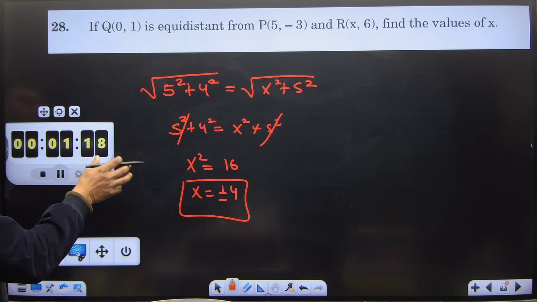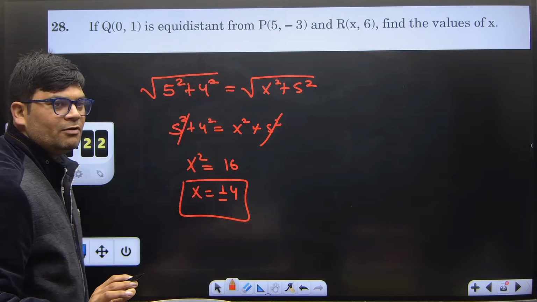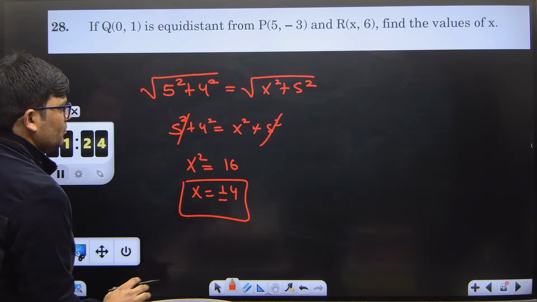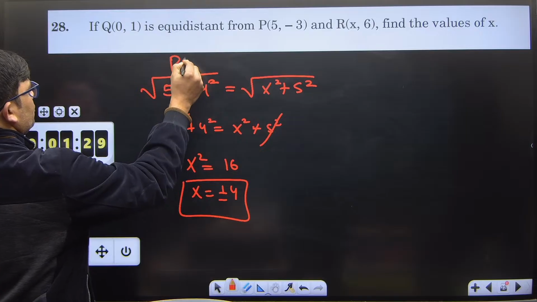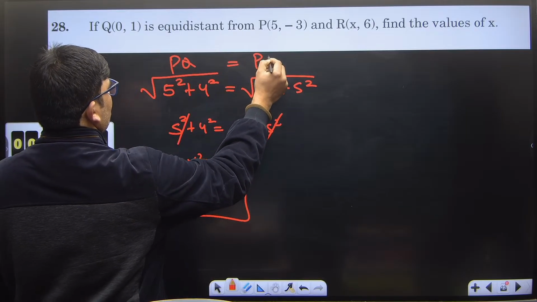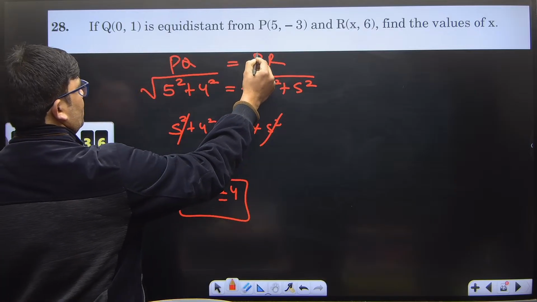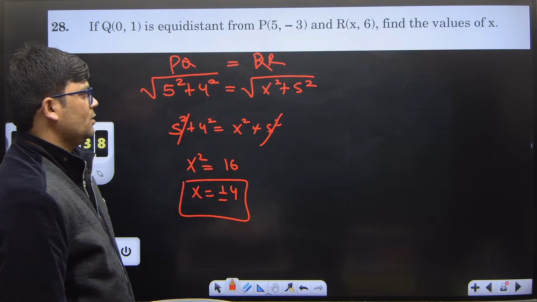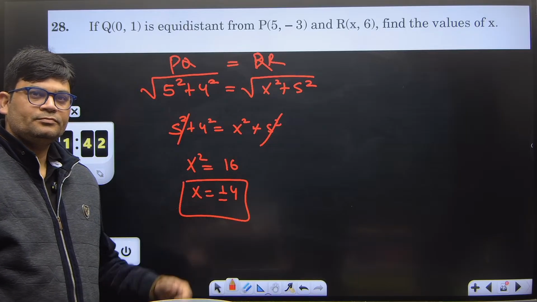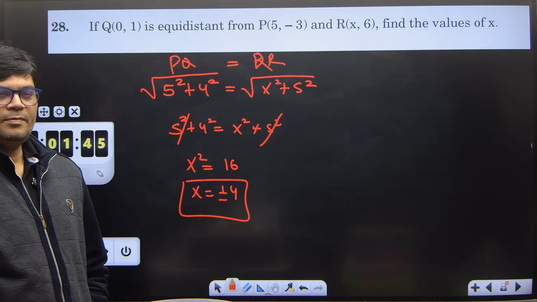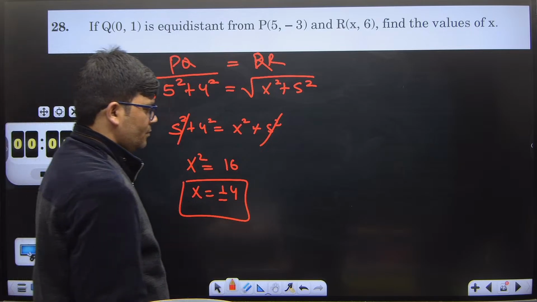Clear? इसके पहले वो सब मैं नहीं लिखवा रहा हूँ तुमको। Since they are equidistant, therefore PQ is equal to PR, sorry, QR. Anjana, is it clear beta? Yes, sir. Kabir? Yes, sir. Okay.